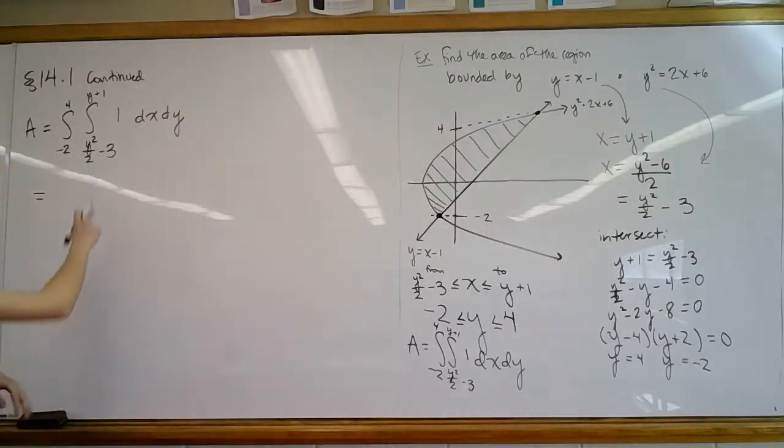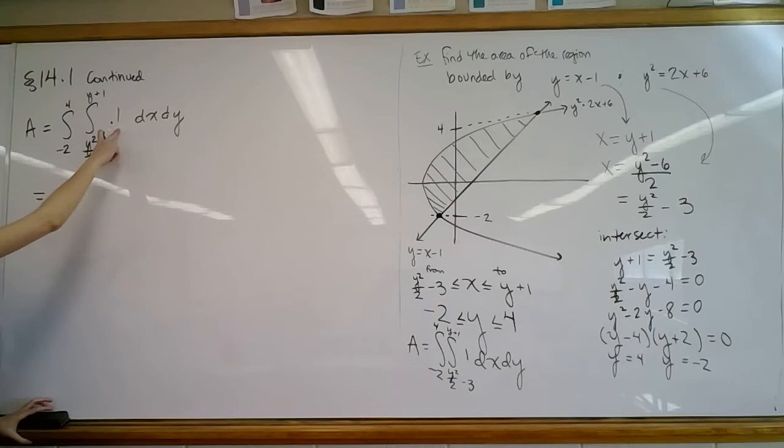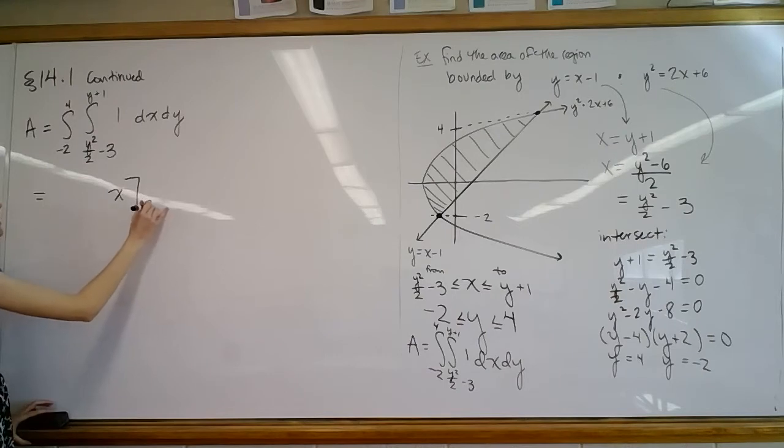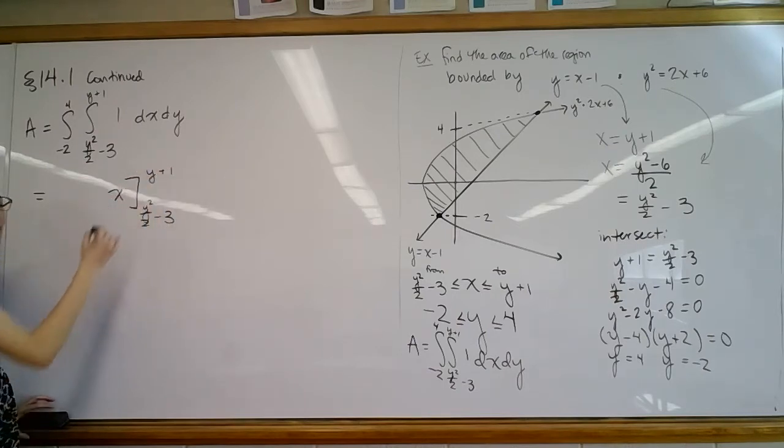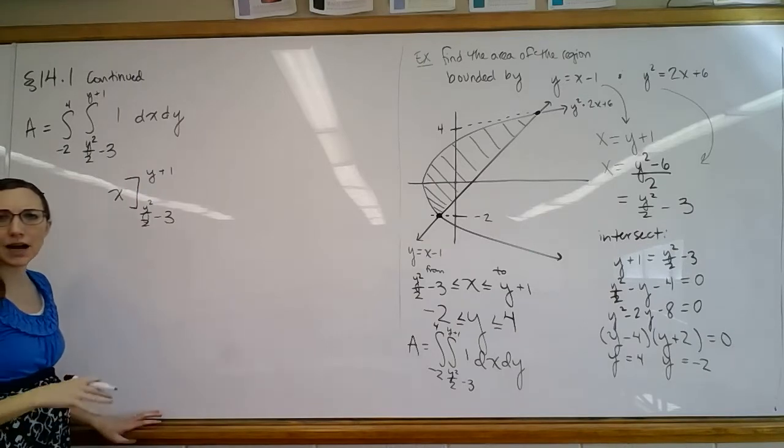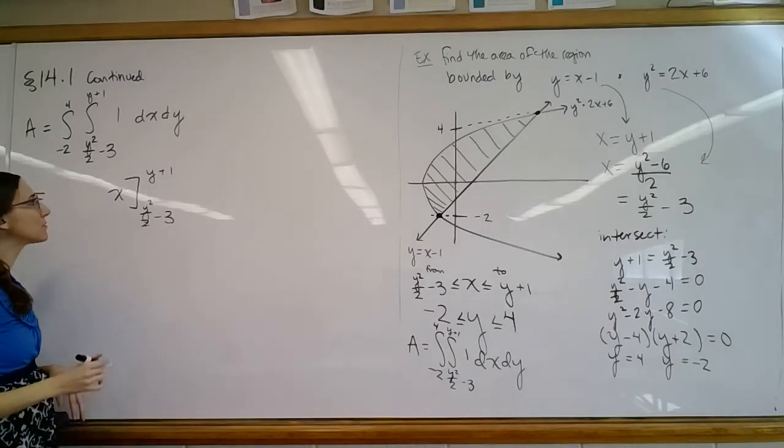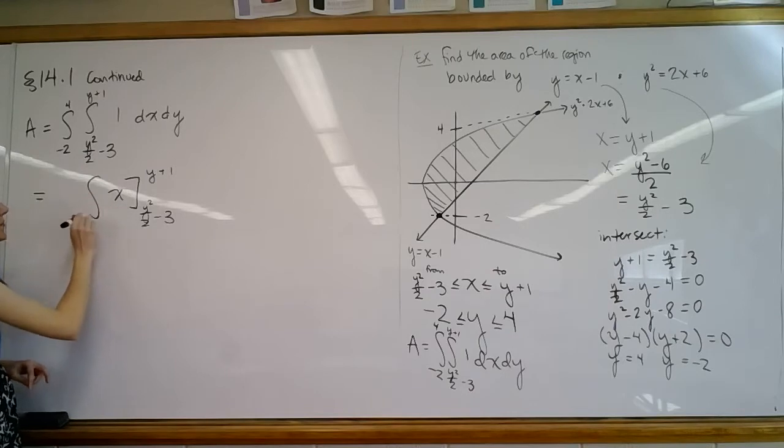So as we're working on this, we're going to do dx first. So integrating 1 just turns into x. So we're going to have x goes from our function bound, so y squared over 2 minus 3, up to y plus 1. So we've got a little more complicated function bounds this time, but still perfectly reasonable and we know what to do with them.